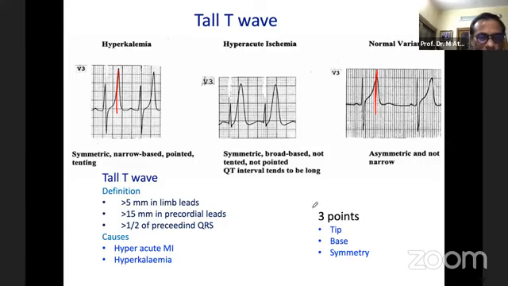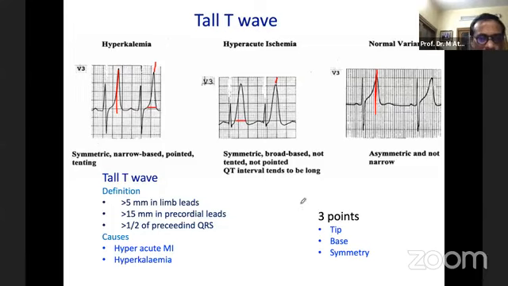But there are 3 points we should consider for differentiation between hyperkalemia and hyperacute ischemia. The first is the tip. The tip in hyperkalemia is very pointed and sharp, like a needle. It is a little rounded in ischemia. Then the base is wider in hyperacute ischemia, and the base is narrower in hyperkalemia.